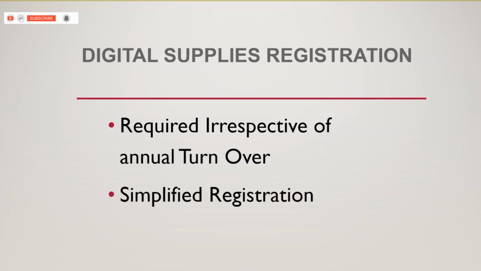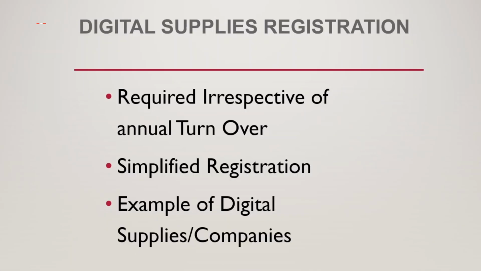And here's some good news. The registration process has been simplified. This means KRA has made it easier for digital suppliers to get registered without too much red tape. In practice, this involves online portals that make it easier for businesses to register. Now let's look at some examples of digital supplies or companies that need to register. This can include streaming services like Netflix, software companies providing cloud services, or even online marketplaces.